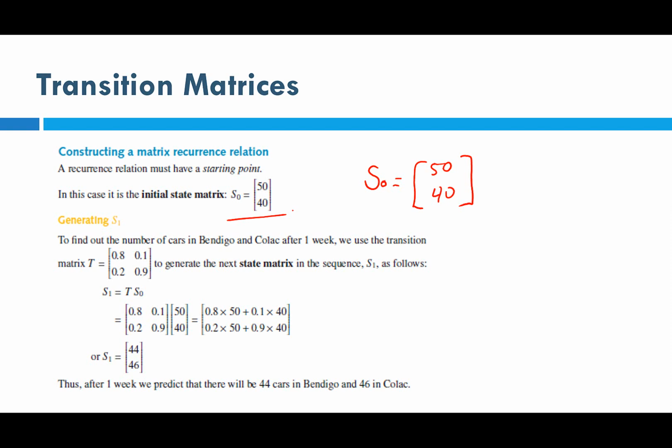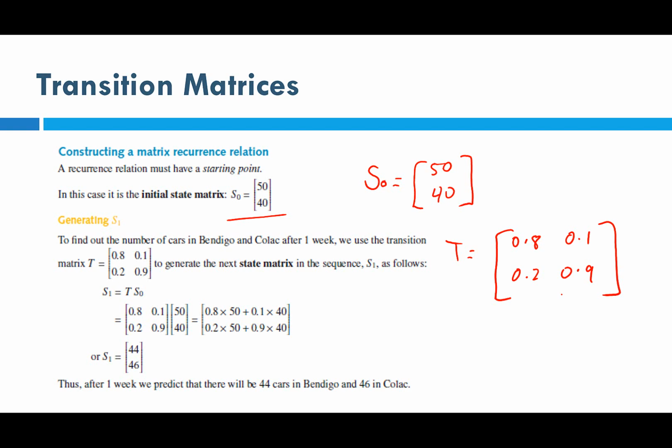So to find out the number of cars in Bendigo and Colac after 1 week, we use the transition matrix. Our transition matrix is the original one that I showed you previously. Do you remember the diagram? So that one, our transition matrix was 0.8, 0.1 over here, 0.2, and 0.9. I shouldn't have said initial for that; our initial state matrix is 50, 40, and the first transition matrix that we started with was this one.